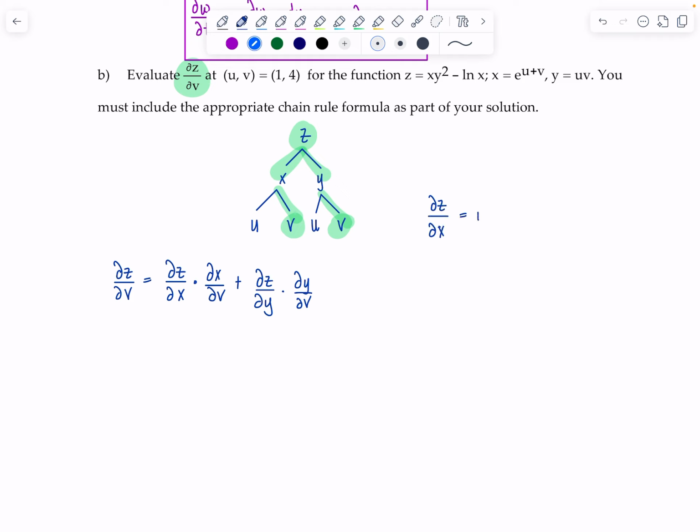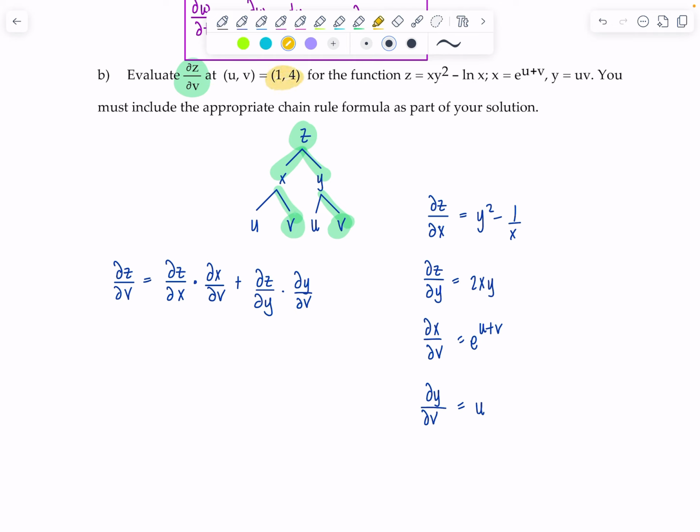That's going to be y squared minus 1 over x. Del z, del y, 2xy. Excuse me, I got carried away. 2xy. Okay. And then del x del v is e to the u plus v, and then del y del v, so treating u as a constant, the derivative's just u. And then I have to actually evaluate these at the given point.